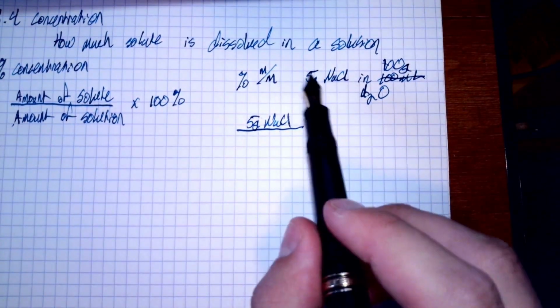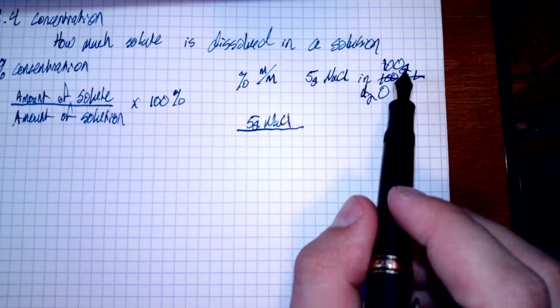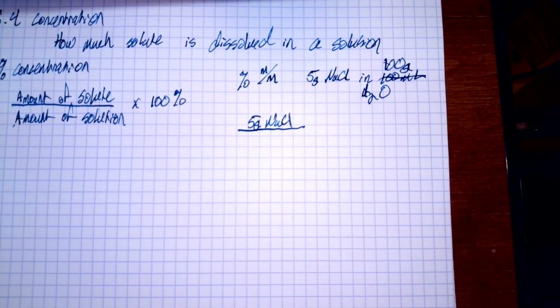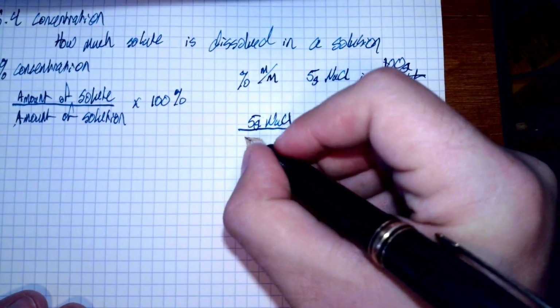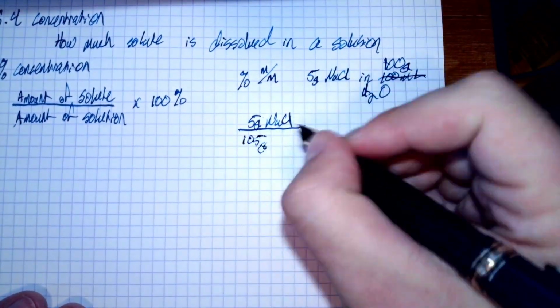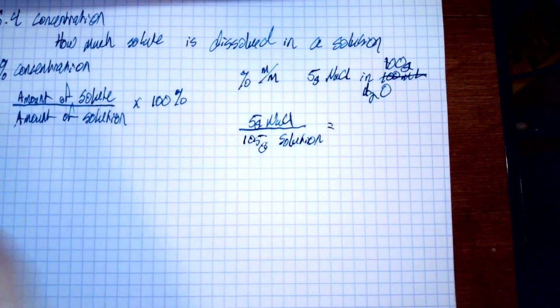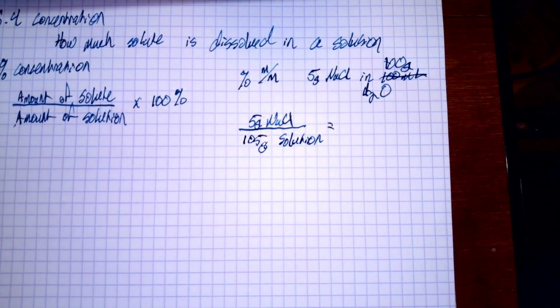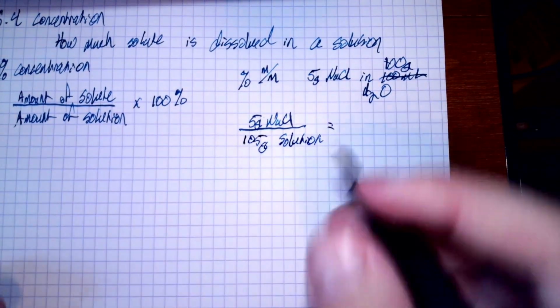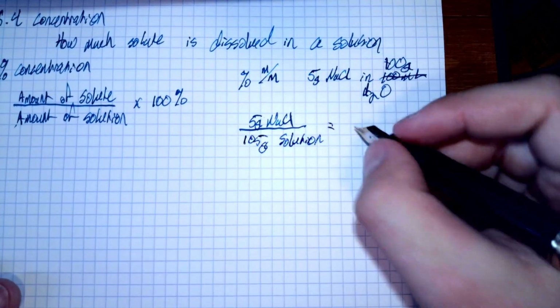Okay? We've dissolved the sodium chloride in our water. That means that both the sodium chloride and the water are now contributing to the mass of the solution. Right? So what's our mass of solution? It is now 105 grams. So we do this, and we find that it is 4.8%.